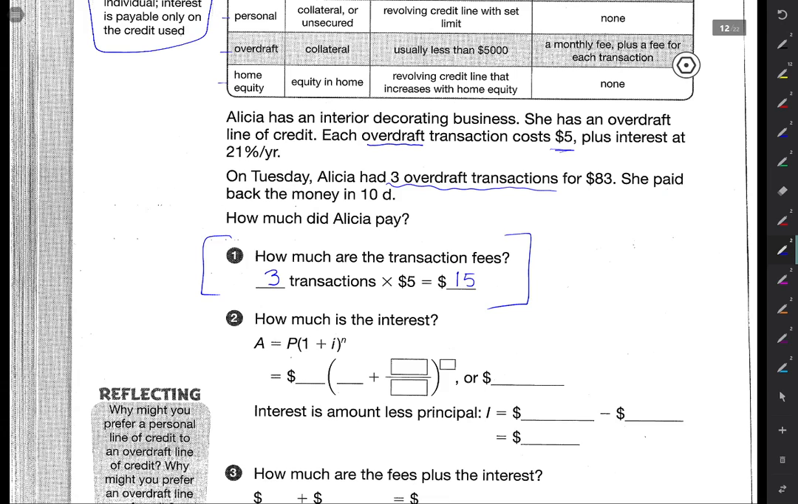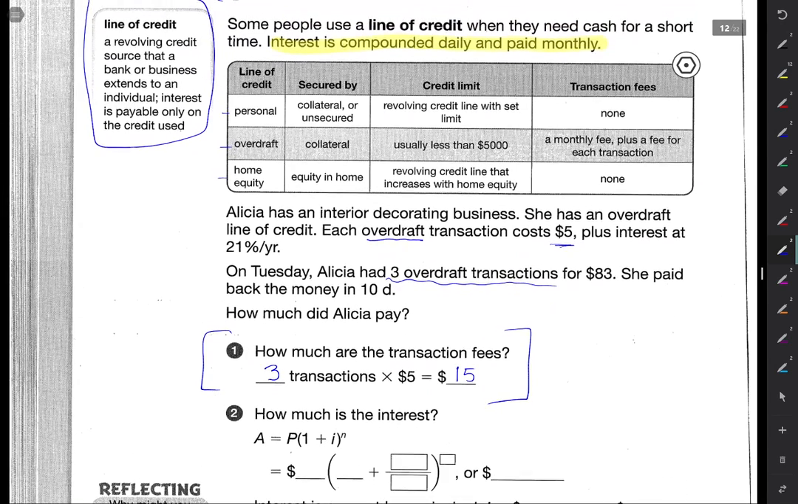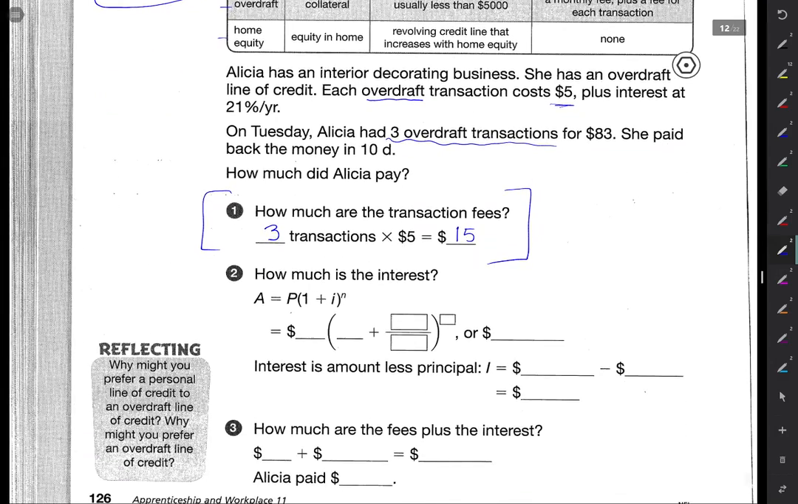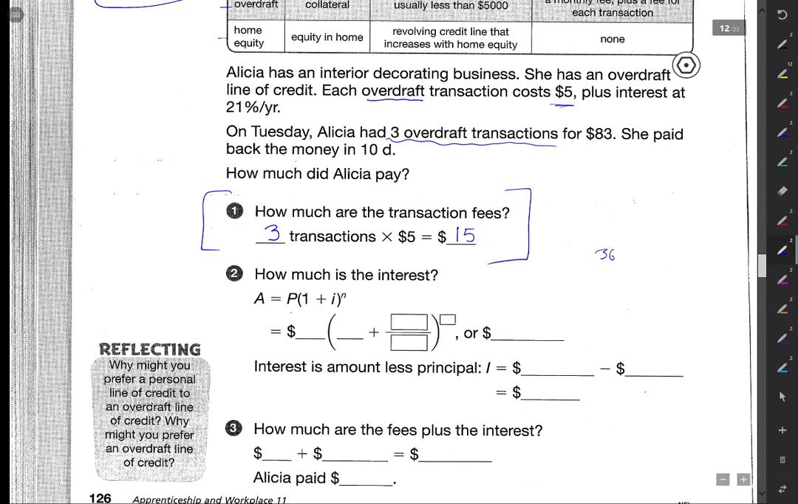Now let's calculate the interest. Now, this is where I highlighted up here. It says interest is compounded daily and paid monthly. So if it's compounded daily, that's that 365 number we're going to have to use in our formula. So here's the formula we're all used to. The principal amount that we have here is $83. So we're going to put that. Then the 1 would go here. And then in these 2 blanks, we have to put the interest rate on the top as a decimal. So that's at 21%. So we're going to write 0.21.